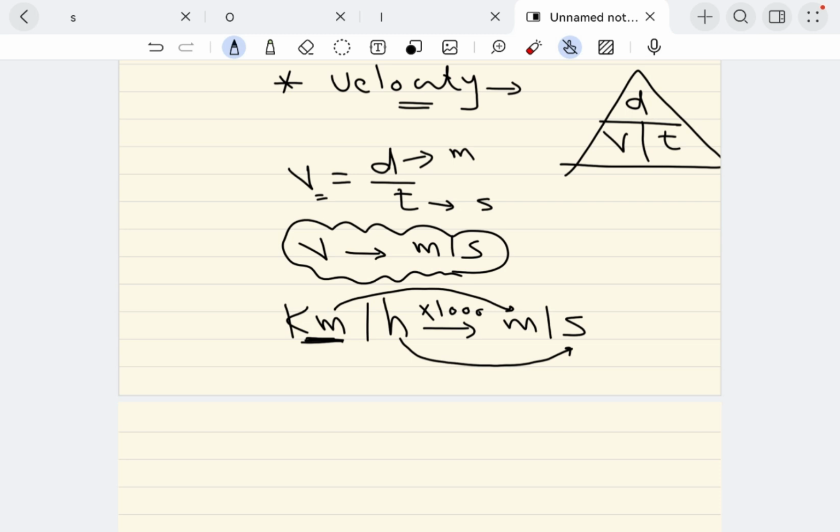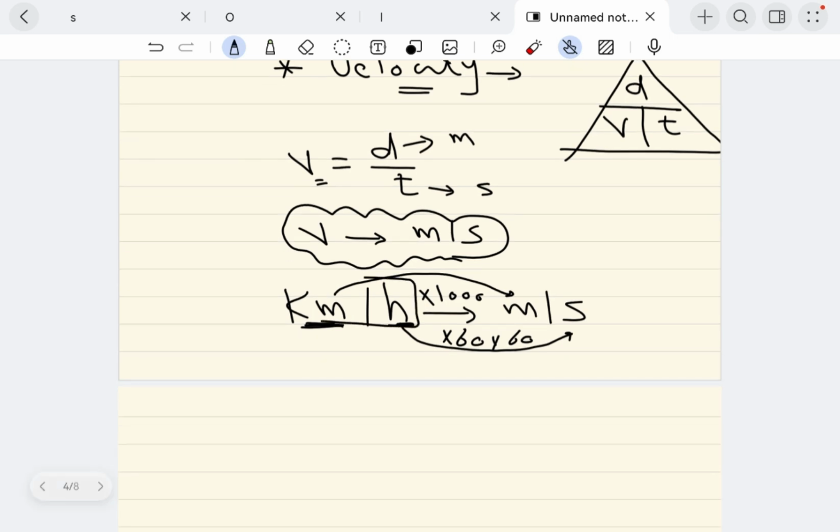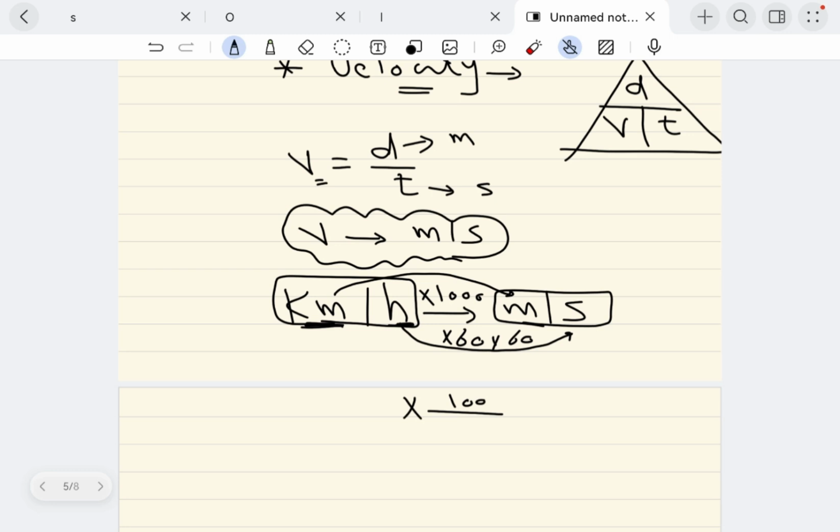What about hour? Hour has how many seconds? I can convert hour to minute first. An hour contains 60 minutes, so I multiply by 60 to convert hour to minute. Then I can convert minute to second. Each minute has 60 seconds. So I can convert hour into second by multiplying 60 times 60. So here, in order to convert kilometer per hour into meter per second, I have to multiply by 1000 and divide by 60 times 60, which is equal to 3600.